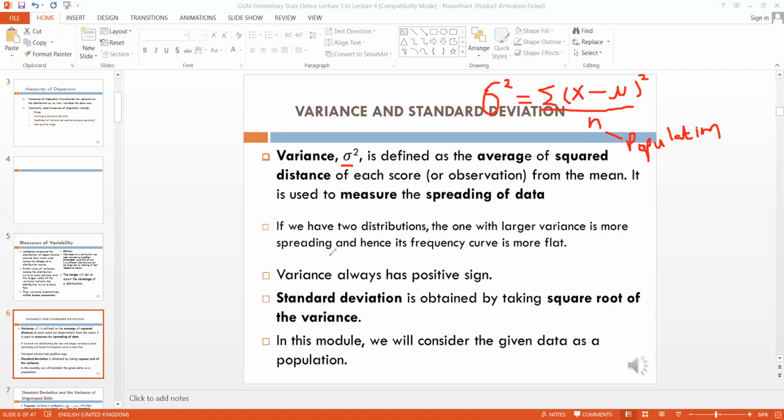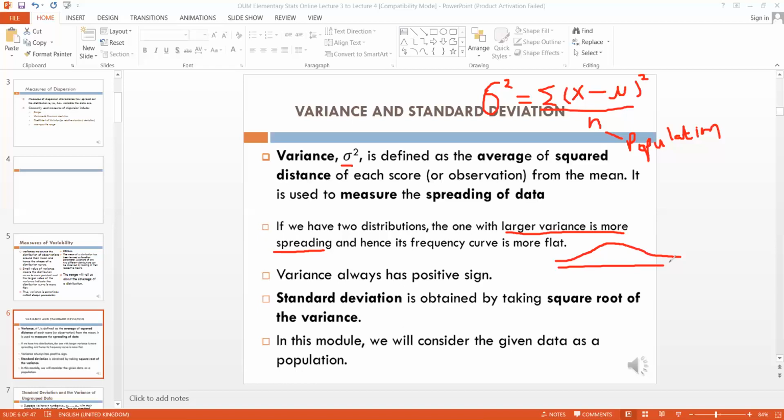Now, like we explained, if we have two distributions, the one with the larger variance is more spread, and its frequency curve is more flat. So when you plot the curve of the distribution, you expect a flatter bell shape for such a distribution.